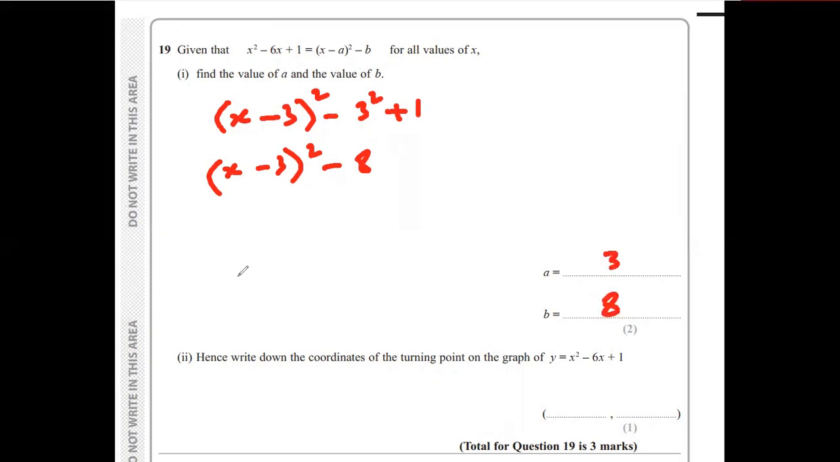Right, whenever something is written in the form x minus a squared minus b, the turning point will be positive a comma minus b. So here, we need to write 3 as a positive number, change the sign of that, and outside of the bracket is minus 8, so that's why we write minus 8.